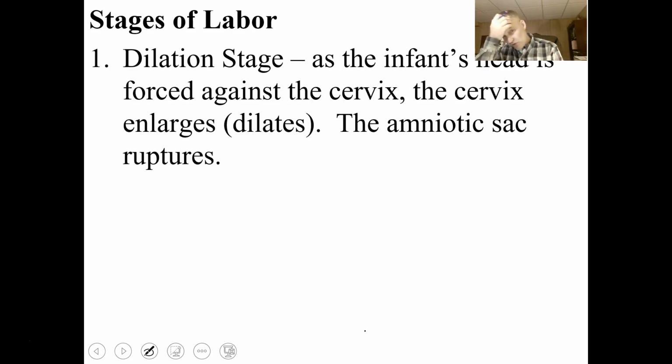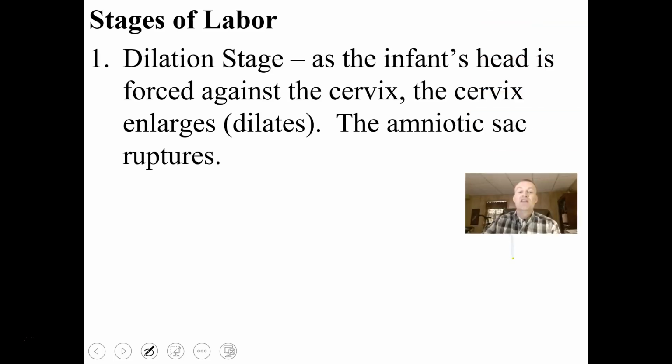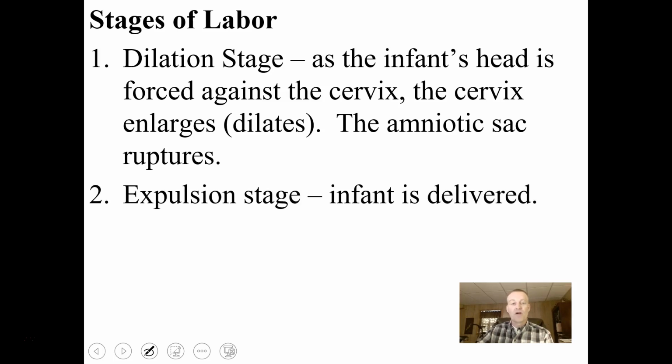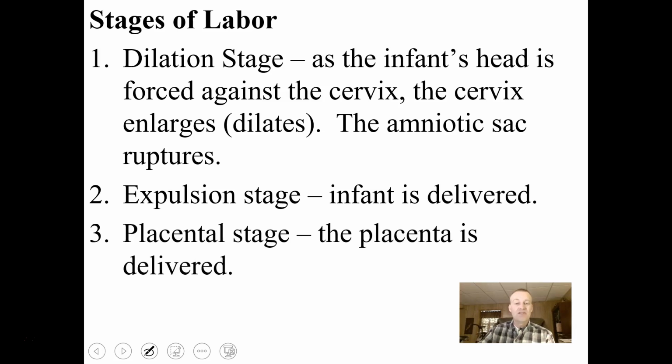So labor does have a series of stages it goes through. The first stage is called the dilation stage. As the infant's head is forced against the cervix, the cervix will basically dilate or enlarge so that the baby can fit through it. At this point in time, perhaps the amniotic sac also ruptures. That fluid will help the baby slide through the birth canal a little bit more efficiently. The expulsion stage is where the infant's delivered, and then we have the placental stage where the placenta removes itself from the wall of the uterus and is also delivered.